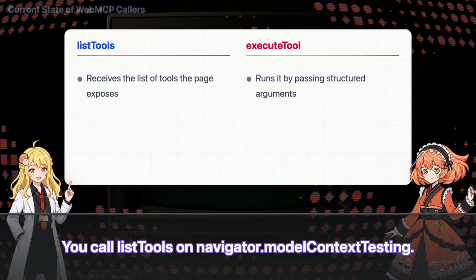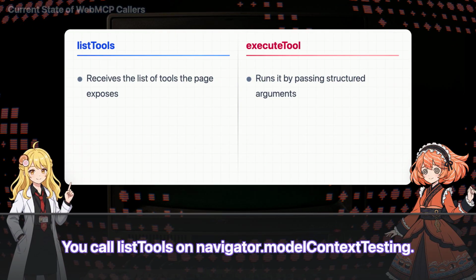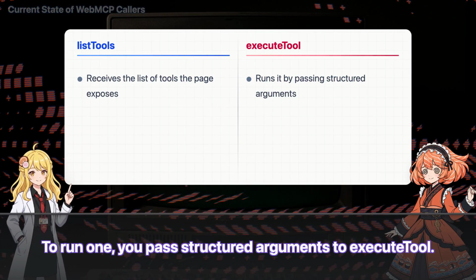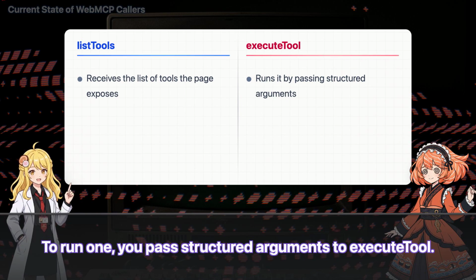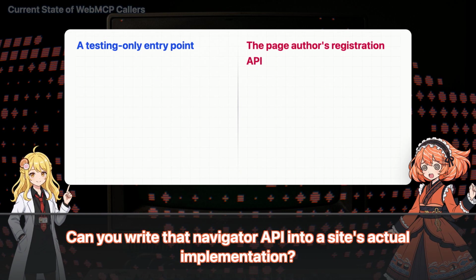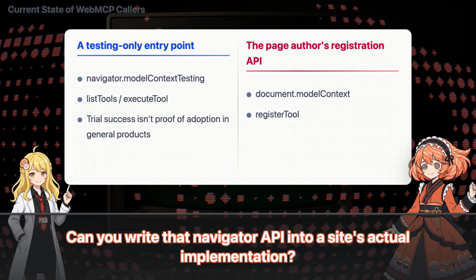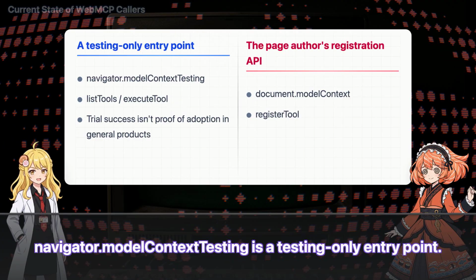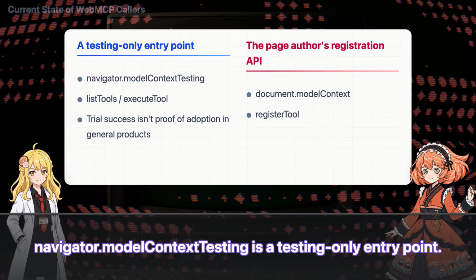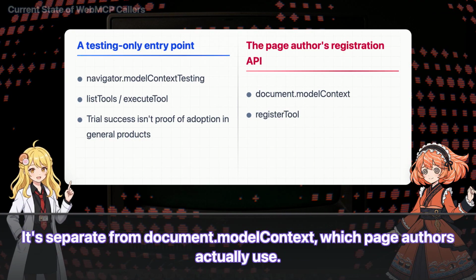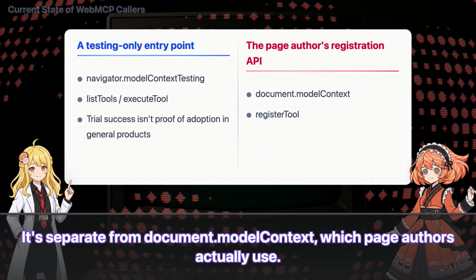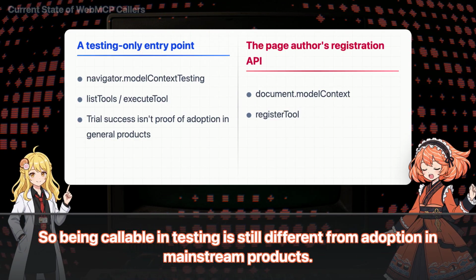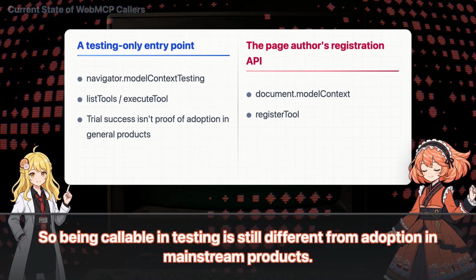You call list tools on Navigator, model context testing, and that gets you back the list of tools the page has published. To run one, you pass structured arguments to execute tool. Can you write that Navigator API into a site's actual implementation? Navigator model context testing is a testing-only entry point. It's separate from document.modelContext, which page authors actually use. So being callable in testing is still different from adoption in mainstream products?